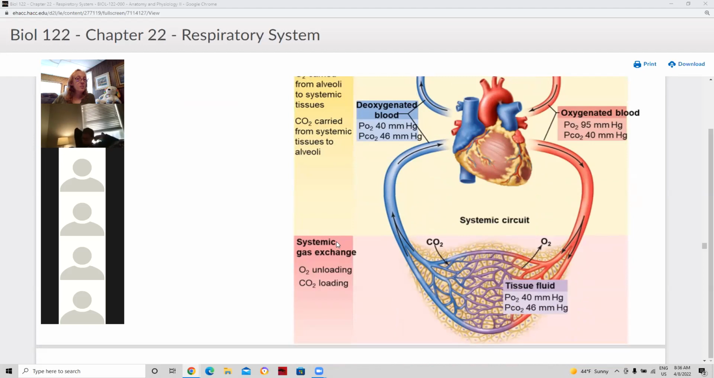And with the tissues, the exchange, oxygen is going to get unloaded from the blood because its partial pressure is higher in the blood. And carbon dioxide will be loaded in because its partial pressures are higher in the tissues. So it gets loaded into the blood.